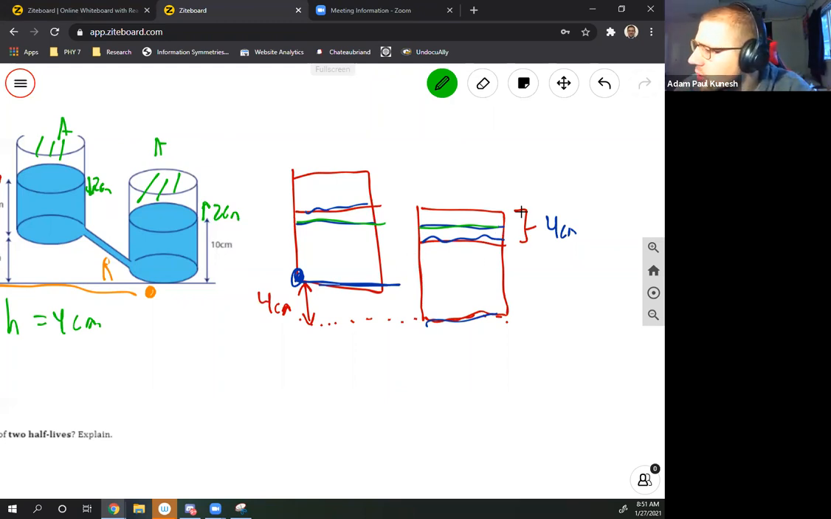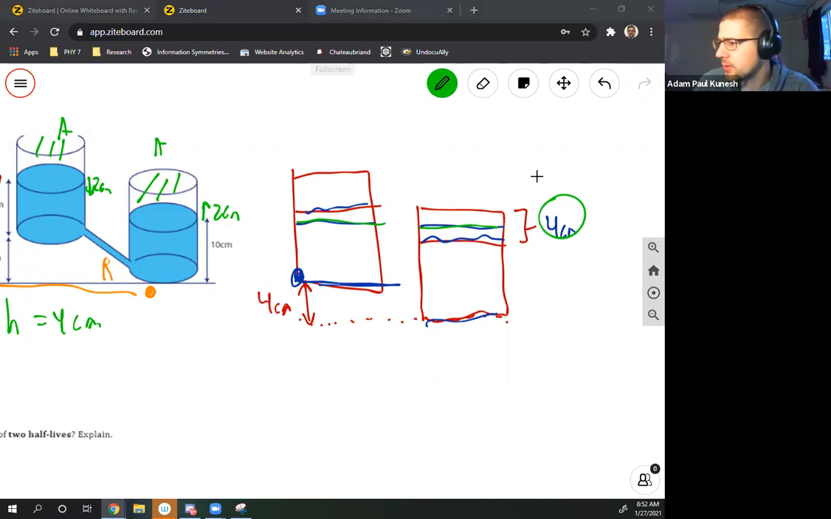So if there's a total height difference of 4 centimeters, then in order for the system to be at equilibrium, in order for the water to be level, one of them will drop 2, the other will increase by 2 to balance out the total difference of 4. Does that help, Jordan? All right, good stuff.